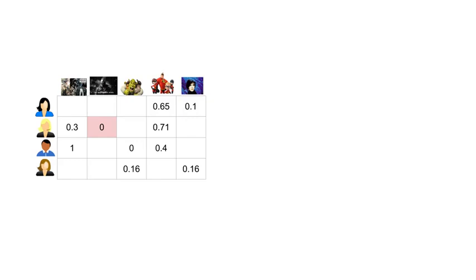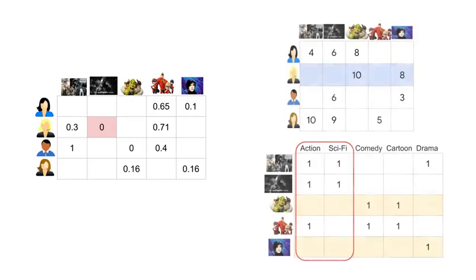Before we move on, let's take a closer look at our second user. She has a rating of 0 for The Dark Knight. Why is that? If we look at the original user movie rating matrix and compare with the movie feature matrix, we can see why. Because this user has not rated anything containing action or sci-fi, and the features of The Dark Knight are solely action and sci-fi, our recommender system will infer a rating of 0 for that movie.